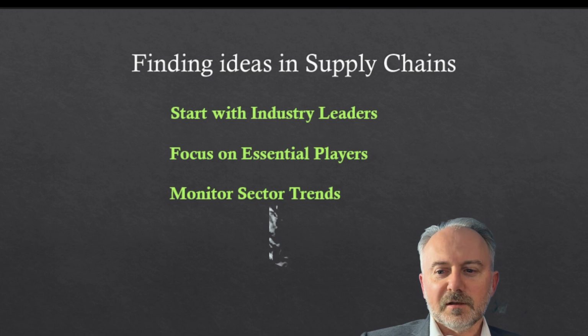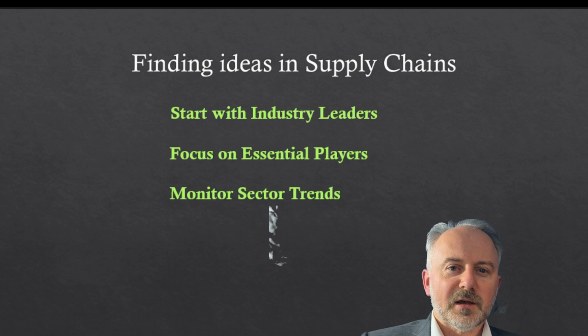In the case of electric vehicles, that would benefit not just the automakers, but also, say, the charging stations or the semiconductor suppliers that go into the chips, or the battery manufacturers. So really try to understand the whole, how the industry works, and monitor that sector as a whole.